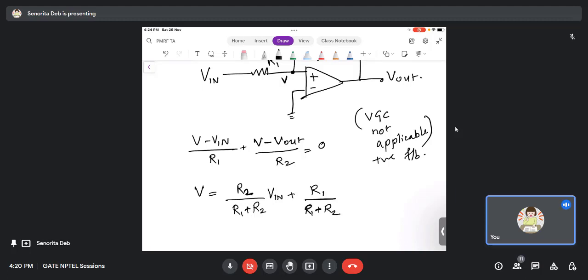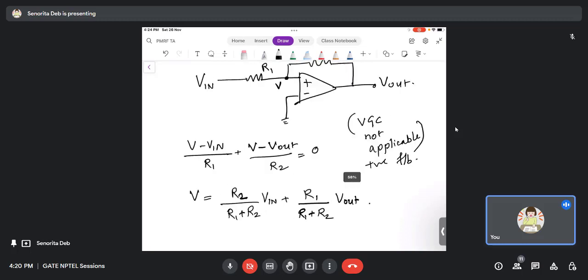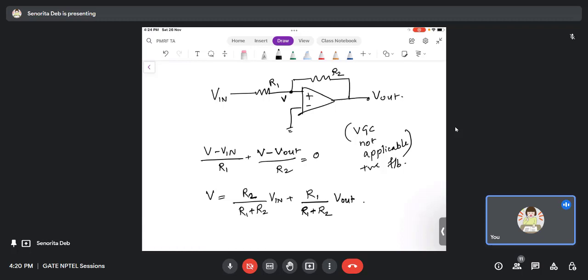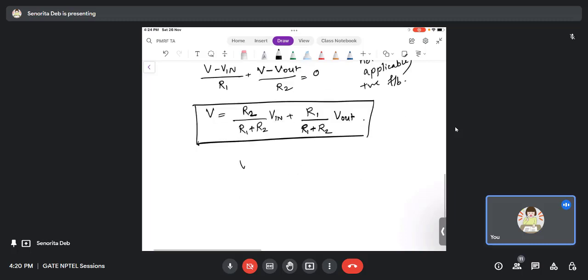This can also be easily solved with the superposition theorem as well. Whatever way you want to solve it from network concepts, you solve it and you get V. Now this V is to be compared to 0, right? So if V is greater than 0, the output will be plus V sat, and if V is less than 0, the output will be minus V sat.